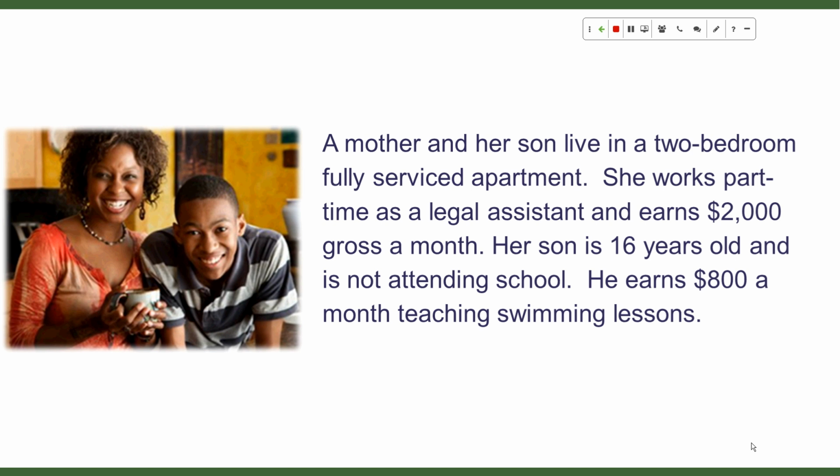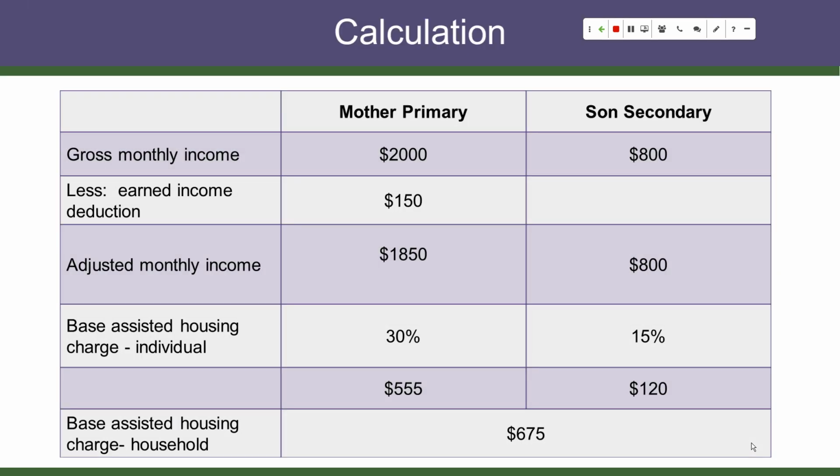So when we're looking at the calculations, we see that we have mom, who is the primary occupant, earning $2,000 a month. She would be entitled to the income deduction of $150 because she has her son: $75 for him and $75 for herself. So that brings down her monthly adjusted income to $1,850. We would do the calculation at 30%, giving us a dollar value of $555.